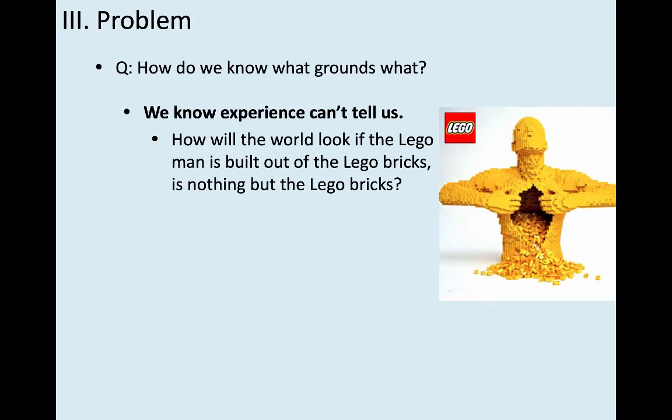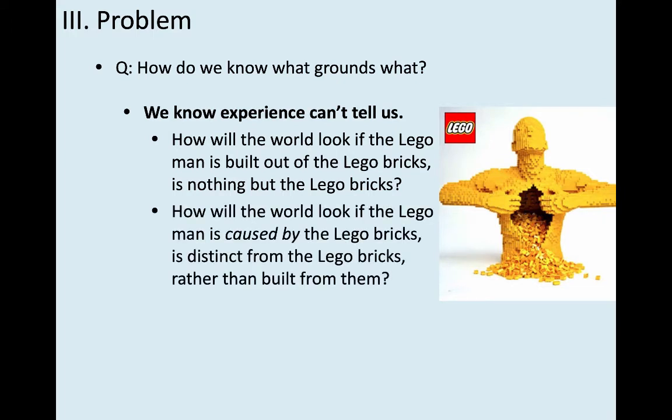How will the world look if the Lego man is built out of the Lego bricks, is nothing but the Lego bricks, is made of the Lego bricks, is composed of the Lego bricks, versus how will the world look if the Lego man is not built out of the Lego bricks, but merely caused by them? So the Lego man on one view is built out of or grounded in the Lego bricks, and on the other view, the Lego man is not built out of or grounded in the Lego bricks, but rather is caused by the Lego bricks, or is for some other reason coincident with the Lego bricks.